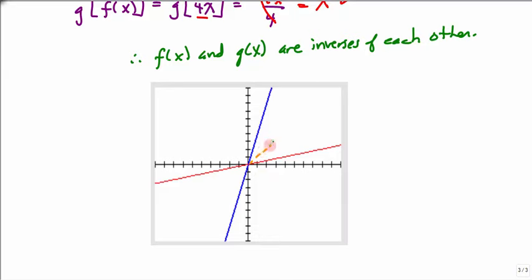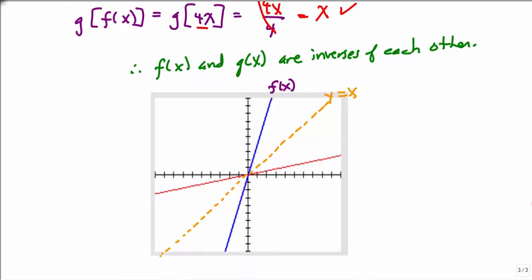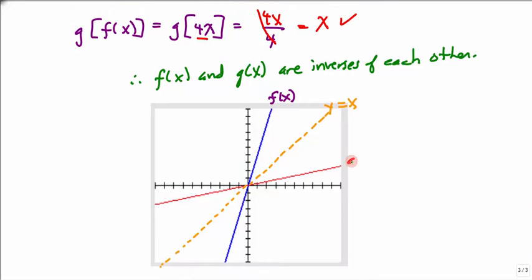So again, this is our y equal x line. It bisects that quadrant, and it's reflective about that line. So that makes sense that these would be symmetric. My blue graph is f of x, and my other graph, g of x, is the red line. So function and its inverse. I've established that by compositing them or plugging one into the other.